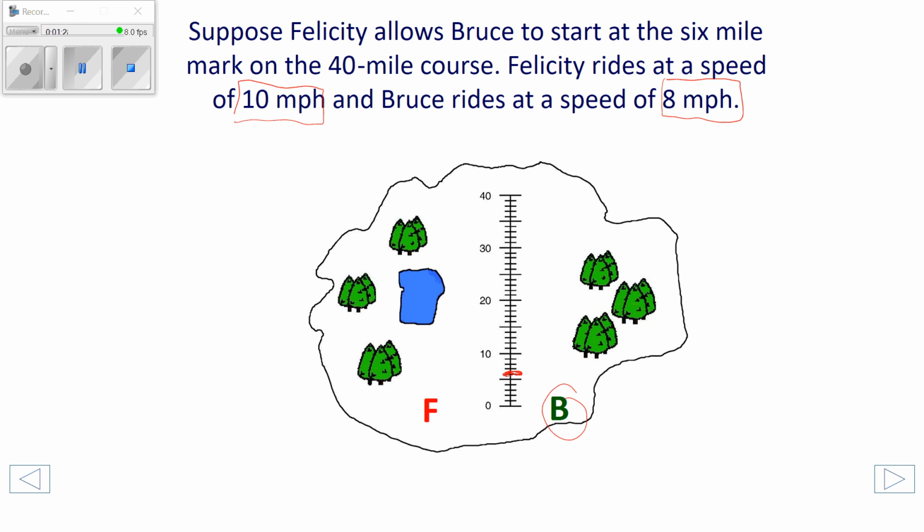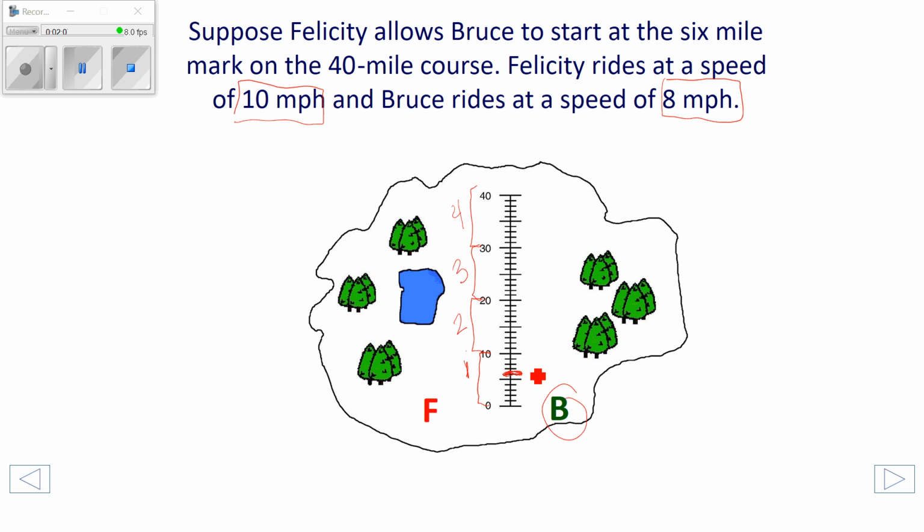So on the number line, what you're going to do with your pencil is mark where Bruce would be to get to the finish line and where Felicity would be to get to the finish line. So go ahead, and what that's going to look like is Felicity starts here at 0, right? And so she rides at 10 miles per hour. So after 1 hour, she'll be at 10 miles. After 2 hours, she'll be at 20 miles, sorry. After 3 hours, she'll be at 30, and after 4 hours, she'll be at 40, okay? So Felicity's going to take 4 hours to finish the race.